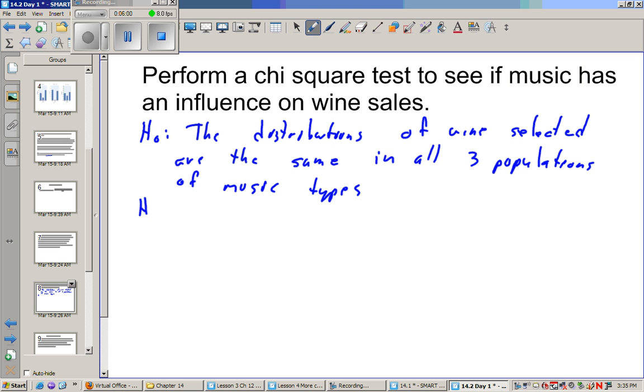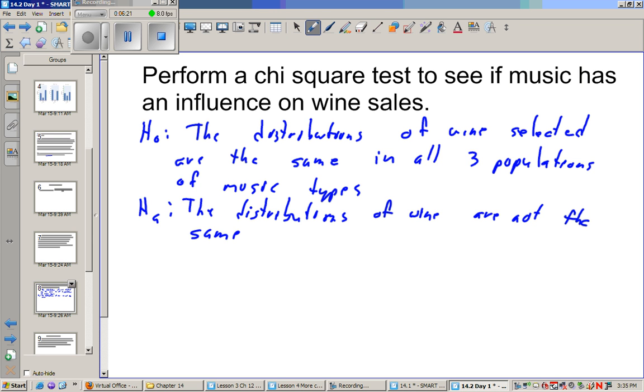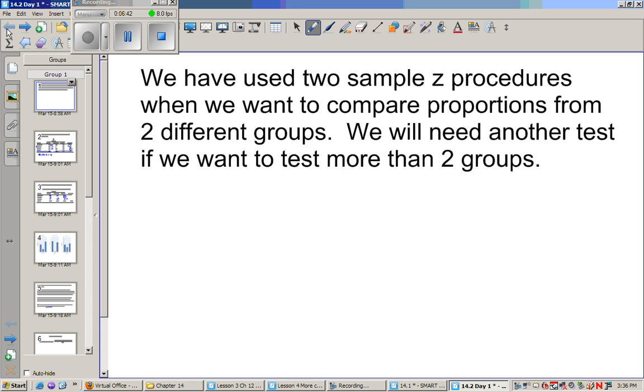So our alternative hypothesis is the distributions of wine are not the same. Alright, so now let's go to the conditions. And did this say that the data comes from an SRS? I don't think I wrote anything about the problem really.